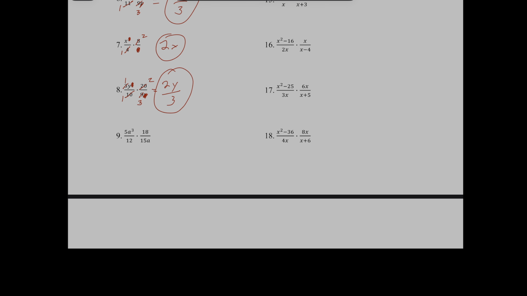Let's go to number 9. I have 3 a's on top, and I have an a on bottom. The a is going to cancel out, and I'm going to be left now with an a squared on top. If I divide by 6's of my 12 and my 18, that's going to become a 2 and a 3. My 5 and my 15 is going to become a 1 and a 3. And my answer is going to be 3a squared over 6.